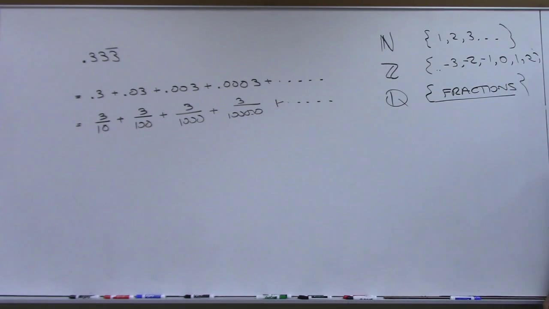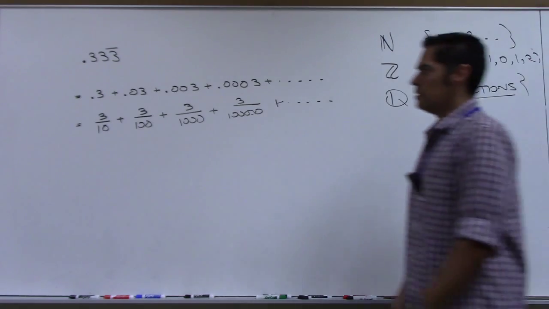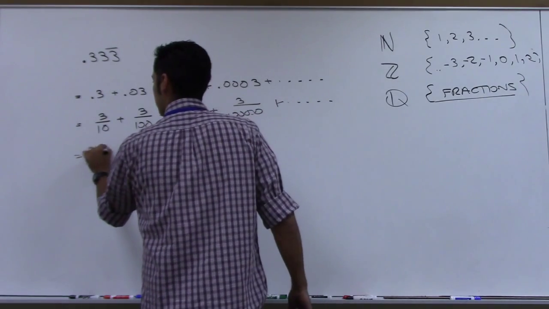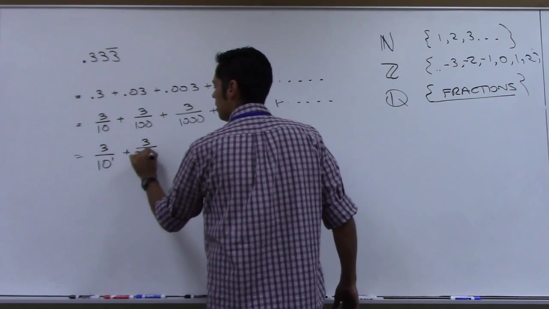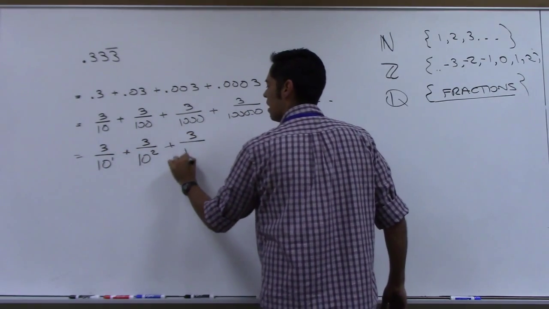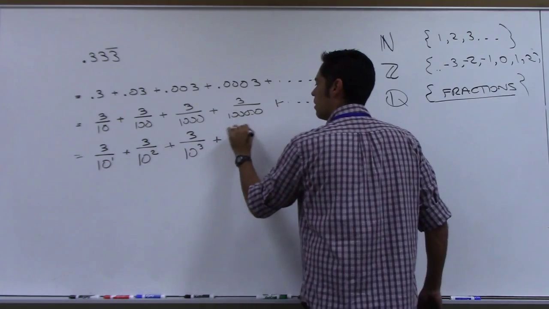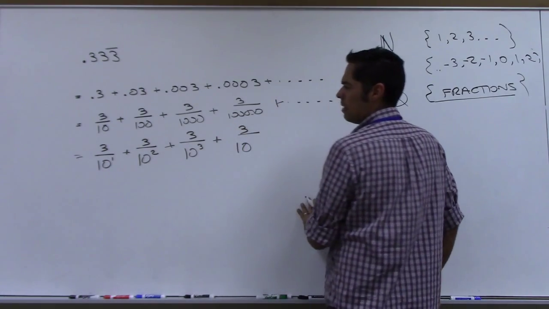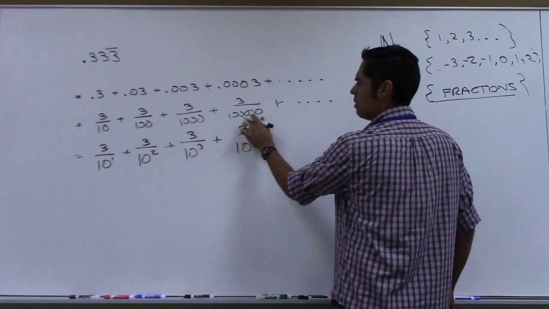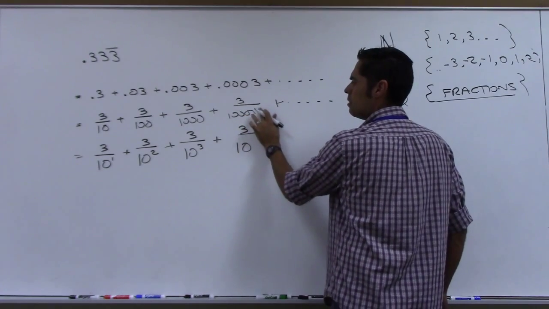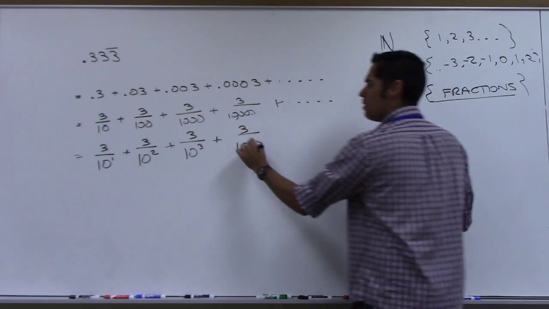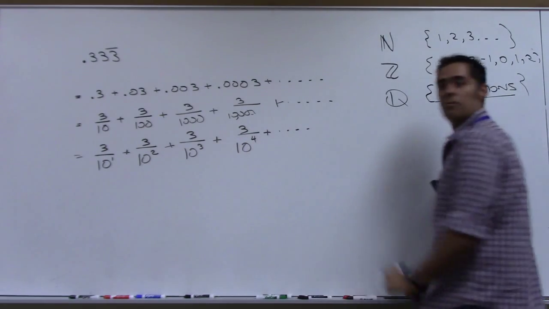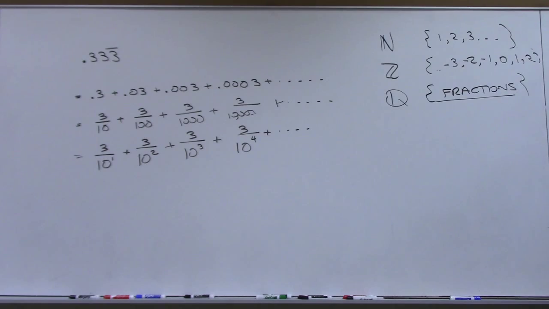Do you see the pattern here? This is 3 over 10 to the first, 3 over 10 squared, 3 over 10 cubed. Wait, did I lose this? I think I put too many zeros there. That's what it was, 10 to the fourth. Do you agree with that? Do you see the geometric series coming to life here?